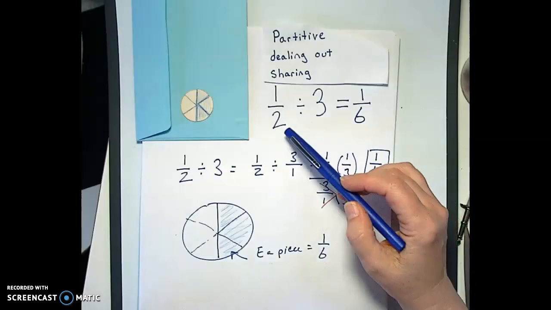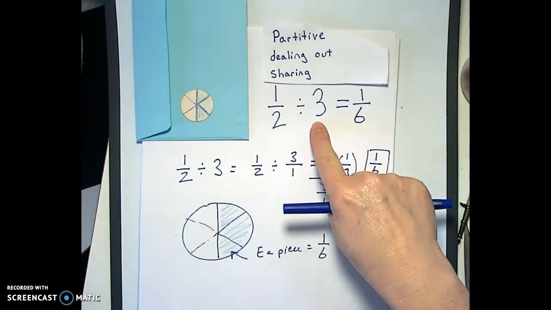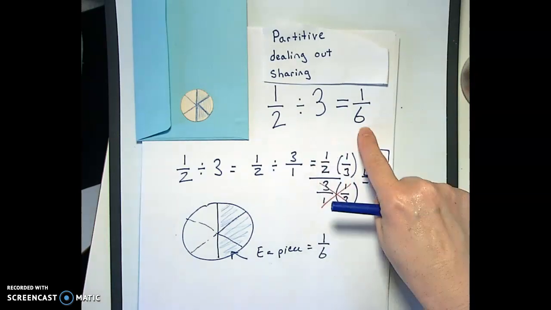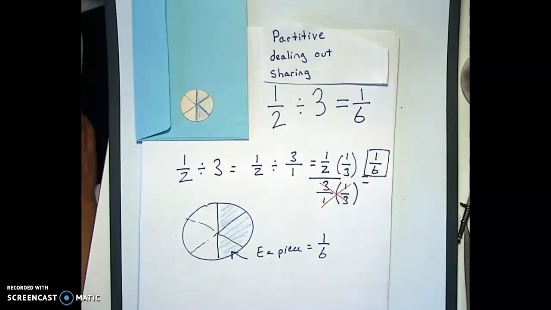So when you have a fractional number divided by a whole number, you can use the partitive concept of division and break it evenly into this many pieces, and then your answer is the size of each piece. We'll talk about word problems in the article and in the discussion board.